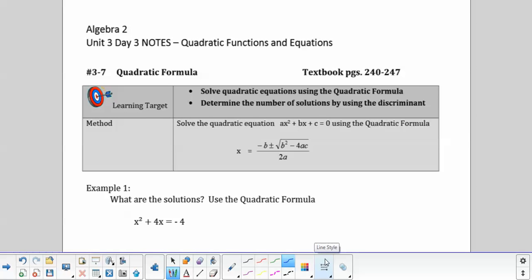Hello Algebra 2 students, these are your Unit 3 notes on the quadratic formula. The quadratic formula is used to solve quadratic equations when you can't factor. And this is your formula right here.